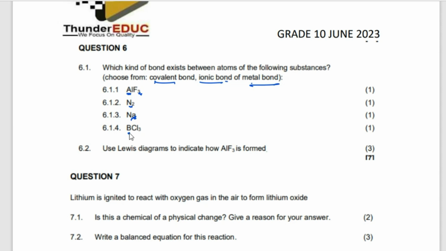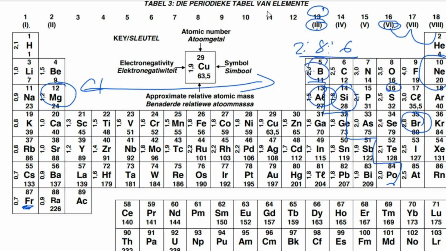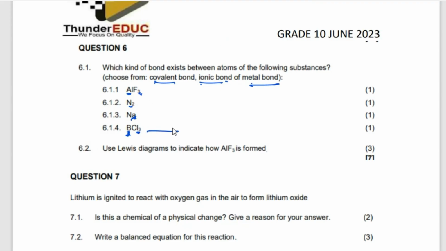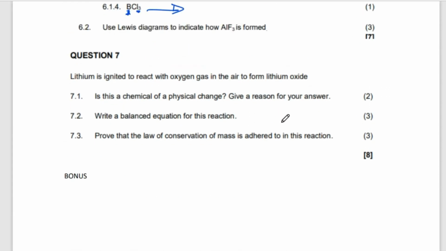This is boron, and chloride, which is covalent. So it's not ionic, it's not beryllium, it's boron. Boron is a non-metal. Although it is a metalloid, it is regarded as a non-metal. So that's the answer. So this is covalent, metallic, covalent, ionic. So you have to know which one is a non-metal and which one is a metal, so that you are able to get the answer there.